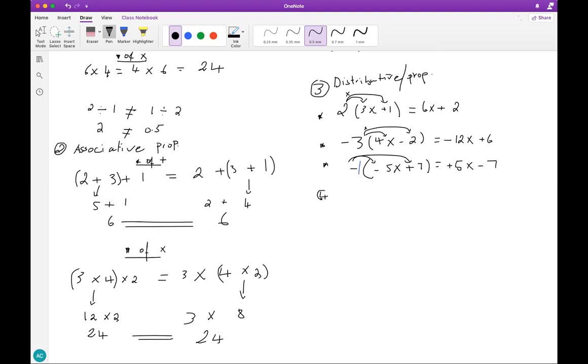We have another one called the identity property of real numbers, something like this. So just like with the other ones, we have two here. We have one of addition.